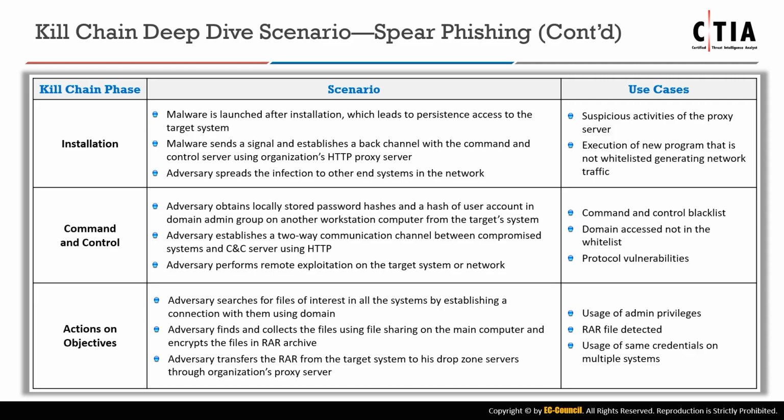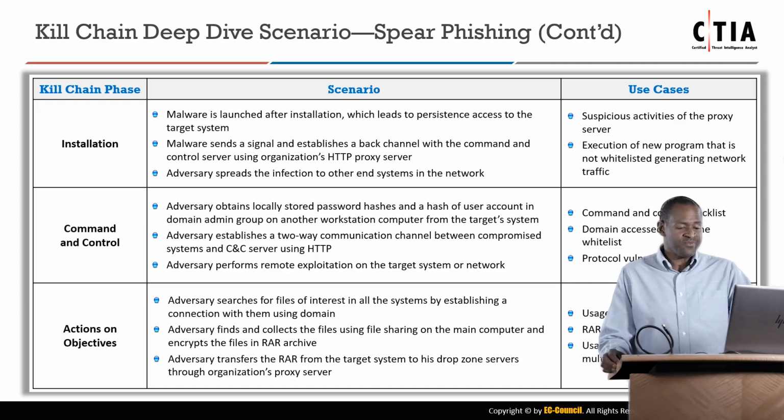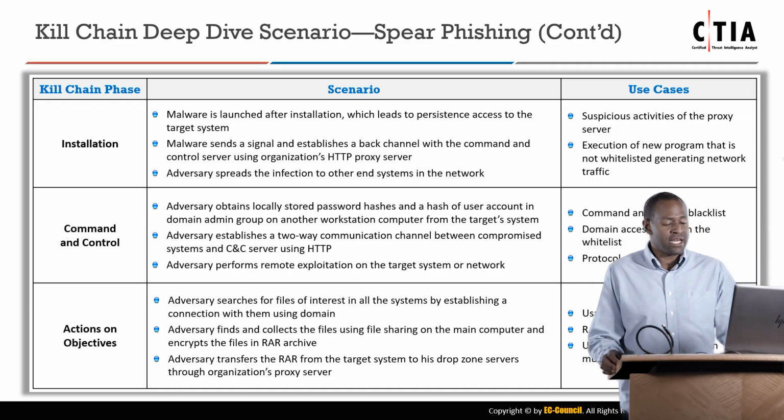Actions on objectives. So the adversary searches for files of interest. They find and collect those files. They will put them in a RAR or zip archive. They transfer that RAR archive from the target system to drop servers through the organization's proxy server. And they can use admin privileges. They have RAR files. They have credentials being used, the same credentials on multiple systems. All of this is easily detected and stopped if you have a correct method for detection set up in your organization. Right? All of these can be easily stopped.